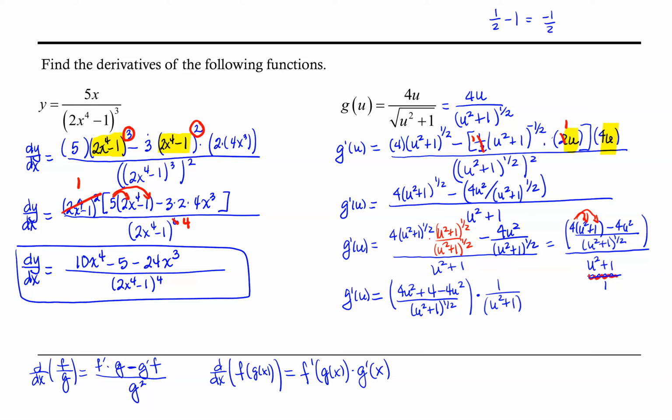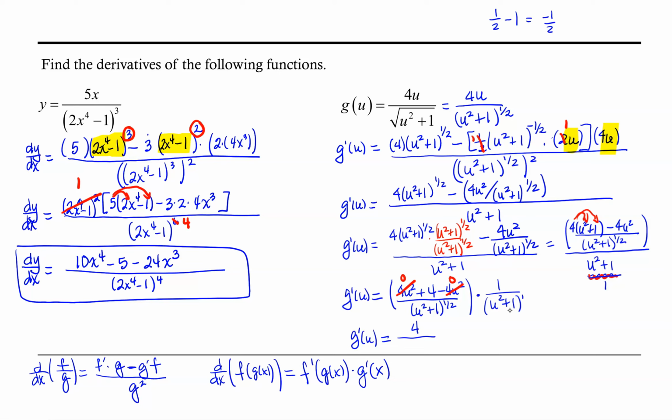All right, 4u squared in my numerator and a minus 4u squared in my numerator, those add to 0. And I'm left with a 4 in my numerator. So g prime of u has a numerator of 4. And then my denominator, notice that the base is the same. I have u squared plus 1 to the 1/2 power times u squared plus 1. There is an implied power there of 1.